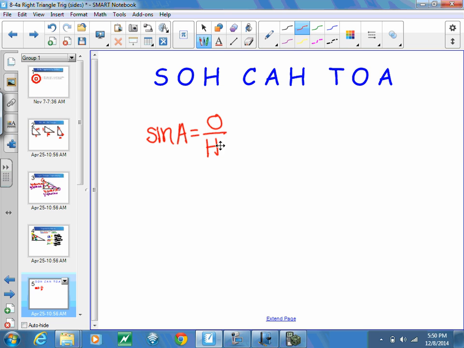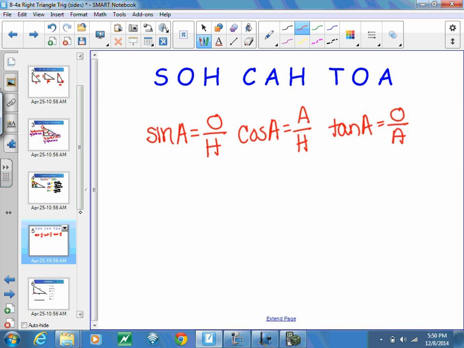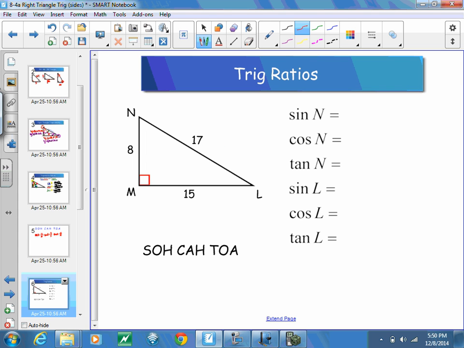the hypotenuse. CAH is telling you that the cosine of an angle is the adjacent side over the hypotenuse. TOA is going to tell us that the tangent of some angle is the opposite over the adjacent. So SOHCAHTOA, it's kind of weird, but it helps us with all of our ratios. Where this is going to help us now is being able to find sides and angles. But before we can do that, we have to be able to write out our trig ratios.